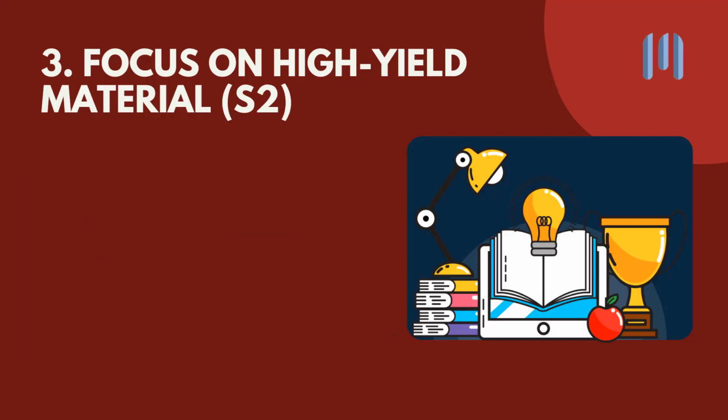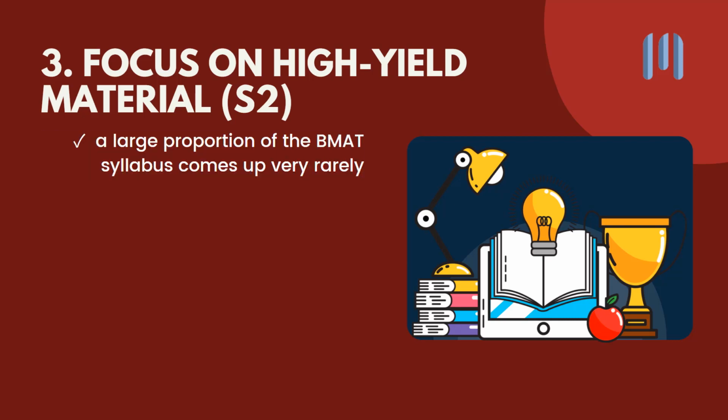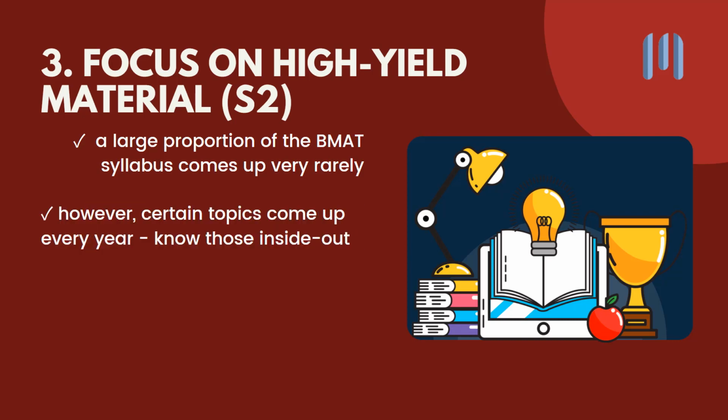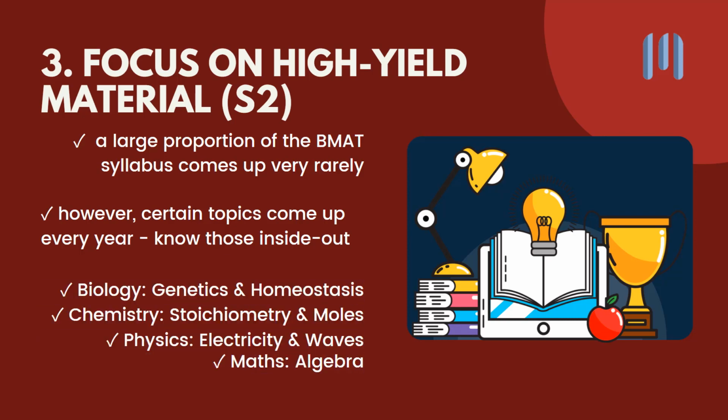Now, tip number 3. Although you can find the official syllabus for the BMAT section 2 on the Cambridge admissions website, a large chunk of the topics specified there don't come up on section 2 at all, or do very rarely. However, there are a couple of topics that come up almost every year, so it's really important that you know these topics inside out, as they are almost guaranteed to come up on your BMAT exam this year. These include genetics and homeostasis for biology, stoichiometry and moles for chemistry, electricity and waves for physics, and algebra for maths.